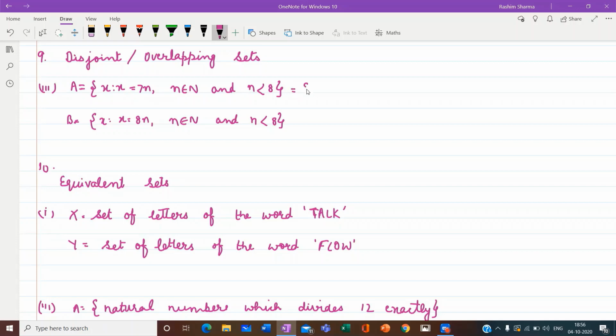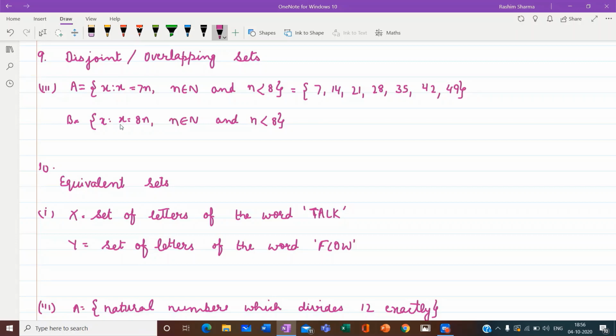So when we write it in roster form, it will be 7 into 1, 7 into 2, 7 into 3, 7 into 4, 7 into 5, 7 into 6 and 7 into 7. This is the roster form. Less than 8 means up to 7 we are multiplying.